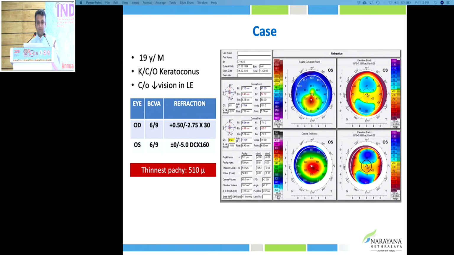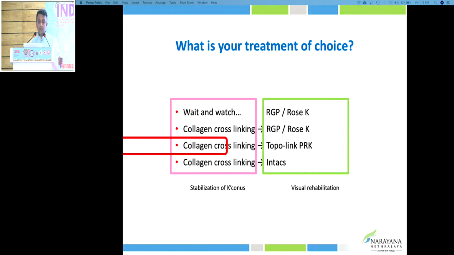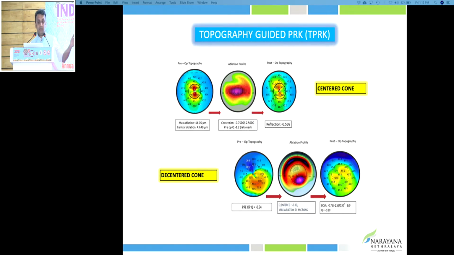The final part of my talk, I'm just going to touch upon something which Shreyas told us. A keratoconic case with good pachymetry, more than 500 pachymetry, and low refractive error. Well, what do we choose? Well, we can choose topo-guided customized treatment. What it does is, in central cone, it reduces the spherical power. We may not totally take care of the spherical power, or in decentered cone, it makes it a little more regular. And if we can achieve that, that's decent enough.